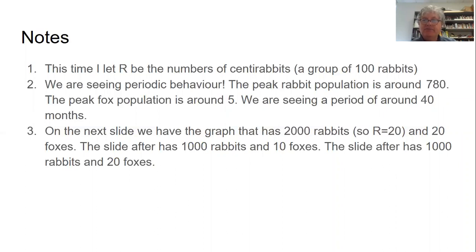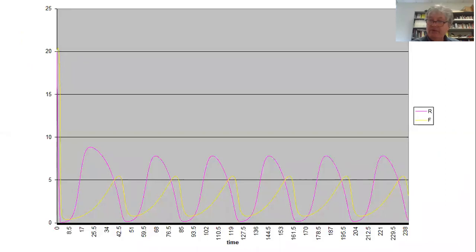On the next few slides I changed the initial conditions, and I wanted to see what happened. In the next graph I've got 2,000 rabbits and 20 foxes. Remember, I divide the 2,000 by 100, so I get 20 centirabbits and 20 foxes. And believe it or not, we still have a period of 40 months. The peak rabbit population is around 7,800, and the peak fox population is a little bit above 5.